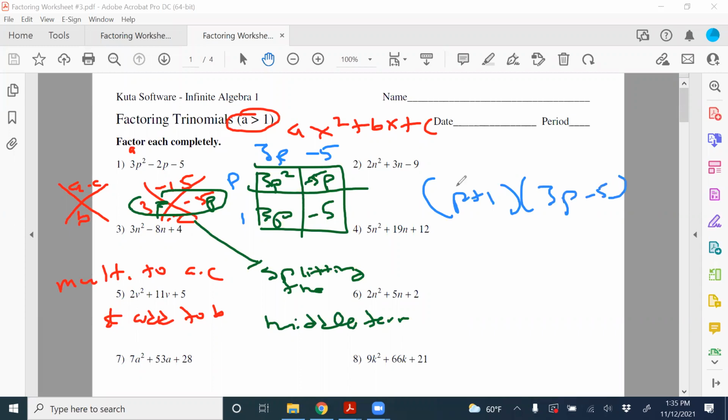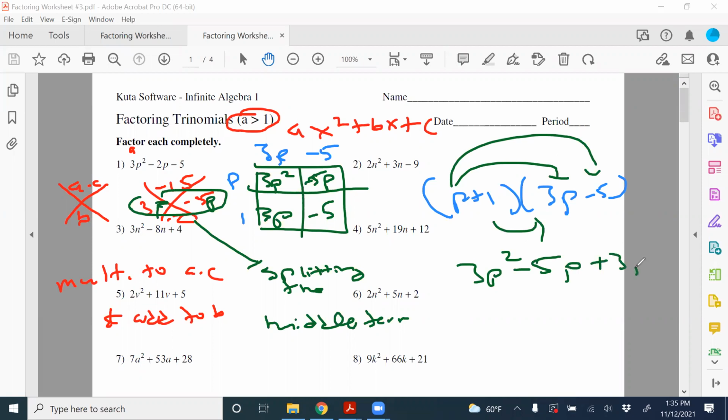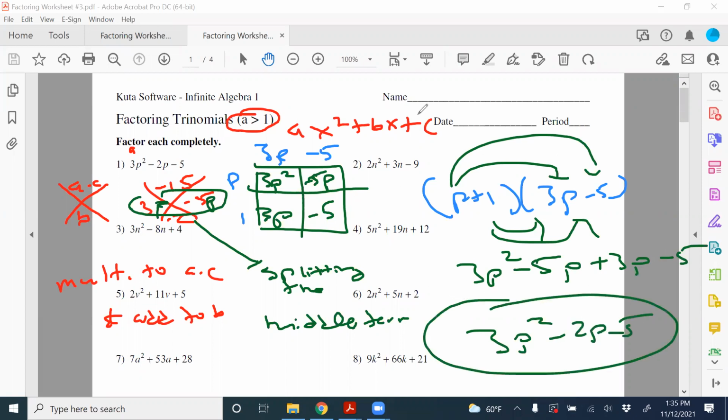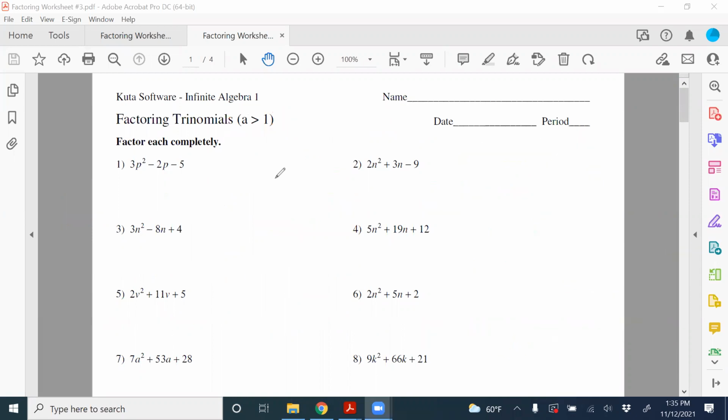If I were to FOIL that, p times 3p is 3p squared. P times negative 5 is negative 5p. 1 times 3p is 3p. And 1 times negative 5 is negative 5. 3p squared minus 2p minus 5 is exactly the original expression. So we're going to repeat this. It's one extra thing you have to do with the box, essentially.